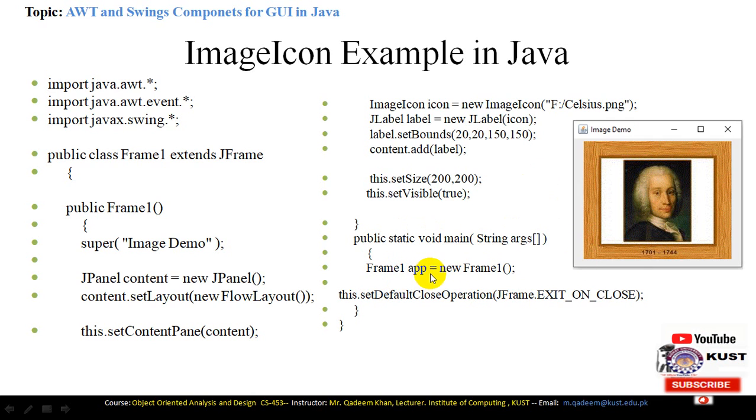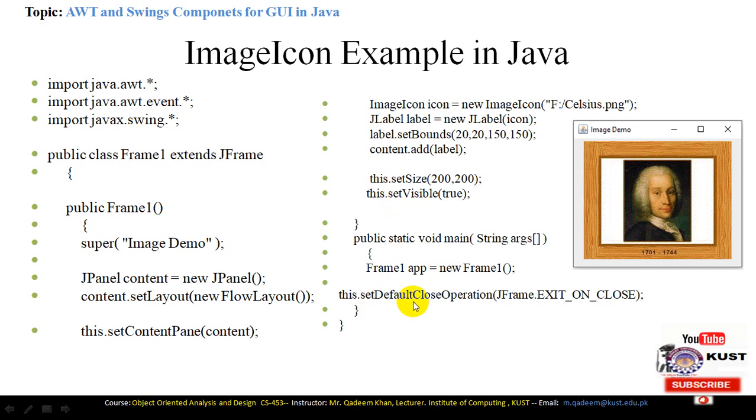Frame1 app = new Frame1(); here we have defined the object of Frame1, because when an object is instantiated, the constructor is called automatically. In the constructor we have first defined the GUI, and if there is other code, for example event handling, this will also be called by instantiating the constructor.